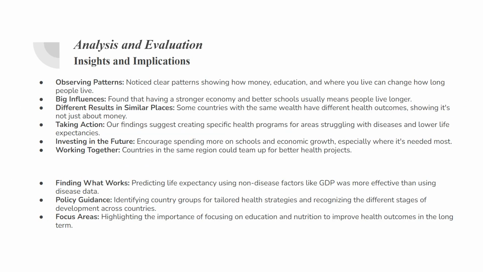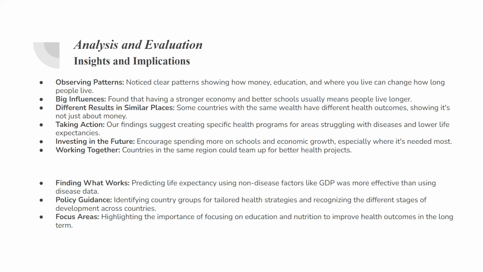And just as a quick recap, what insights and implications did we get? We noticed some clear patterns showing how money, education, and where you live can change life expectancy, or how long you live. Some things to think about: having a stronger economy and better schools would mean people live longer. Sounds intuitive, but through running this data, we were able to see that.